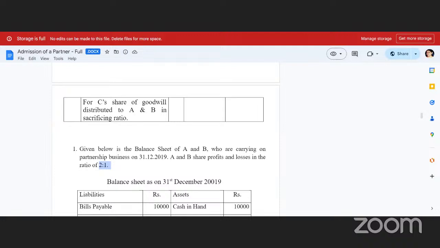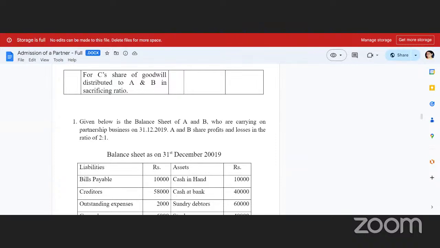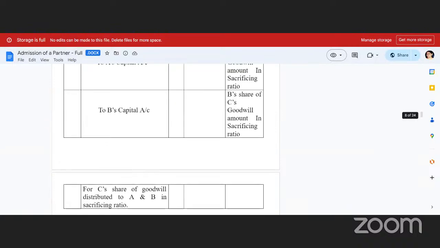Come on, fast. We have less time. Are you all there? Yes, madam. My screen is not sharing. Sharing now? Right. So let us see.